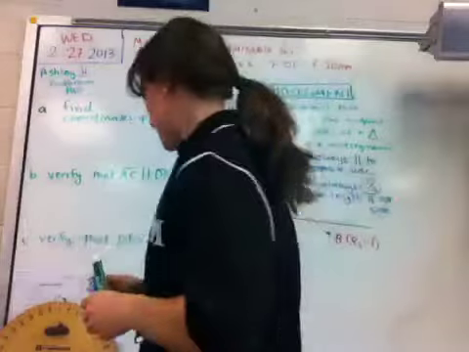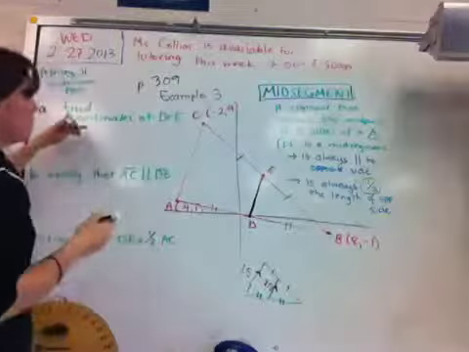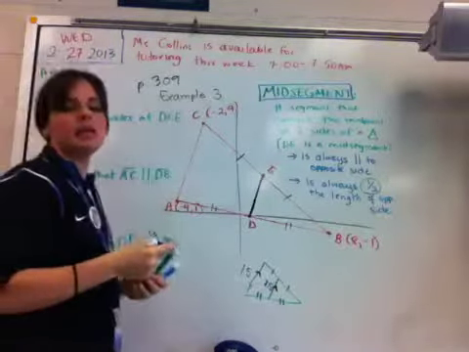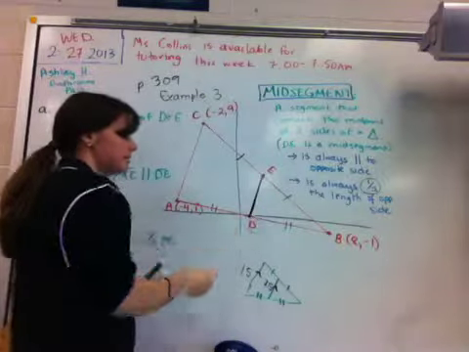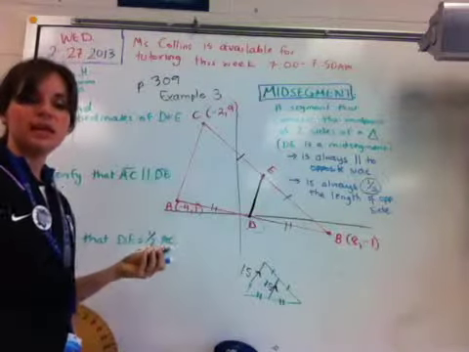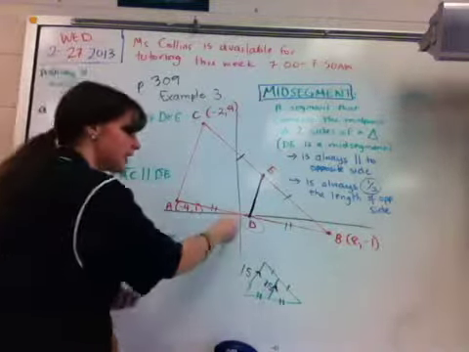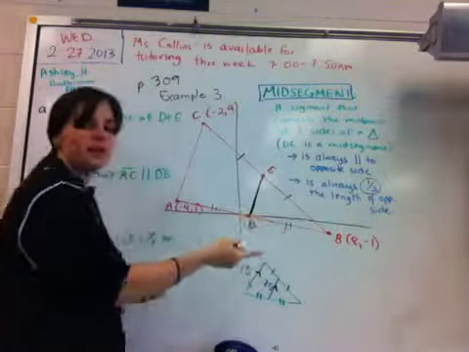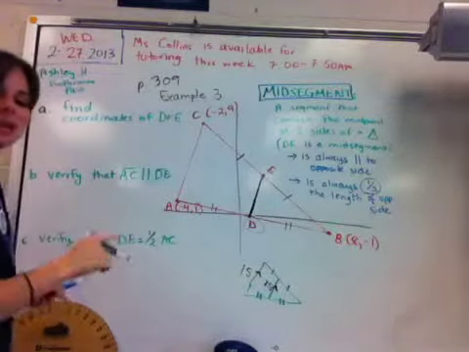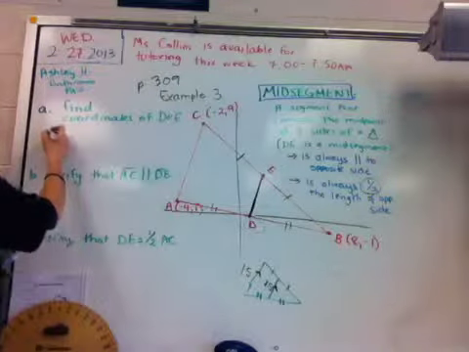Part A, this is the part you need to work with me. We're going to find the coordinates of D and E. Let's start with D. How are you going to find the coordinates of D? Well, you know it's got to be the midpoint of A and B. So what is your midpoint formula? We do need to remember this.